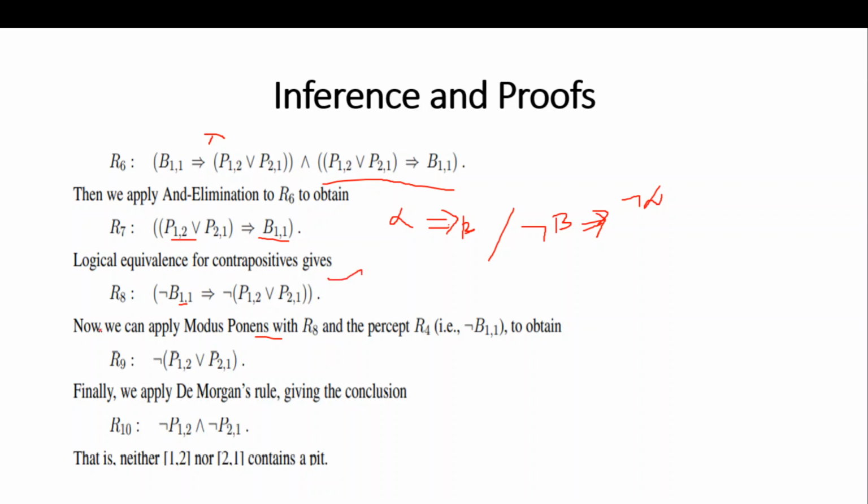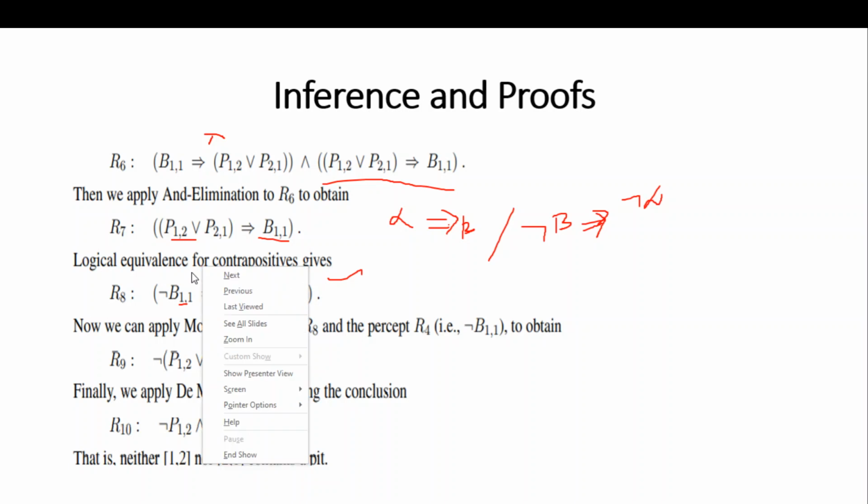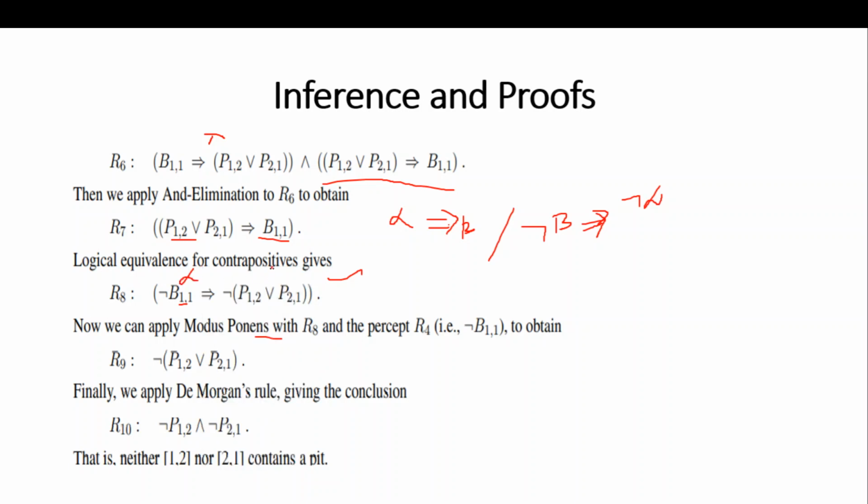Okay, so when you apply modus ponens on rule 8, we know that not B11 is true. That is, there is no breeze in 1,1, which implies not beta of 1,2 or 2,1. So now this is alpha and this is beta. Alpha is already given, its proving is done, so now you can infer beta. What is beta? Not P1,2 or P2,1. That's how we got this.